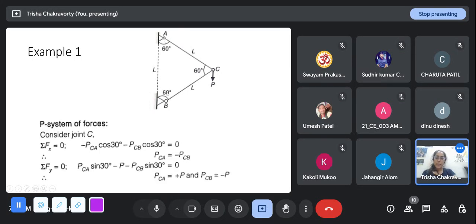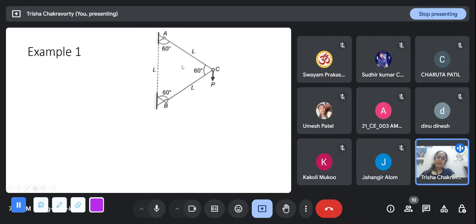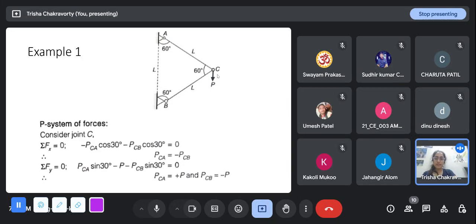So there is a P force. The original system has a P force applied in the downward direction at joint C. So for the P system of forces, we consider the joint C. Here P is downwards, with forces FCA and FCB, as we have seen in the last class. To solve it, we first consider the forces along the x-axis. So we get minus FCA times cos 30 degrees. Since this is a symmetrical truss, each of these members is inclined at 30 degrees from the horizontal. CA is in the upward direction, CB is down.